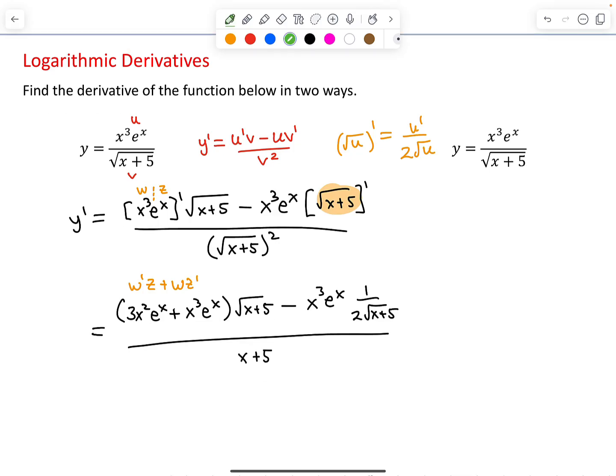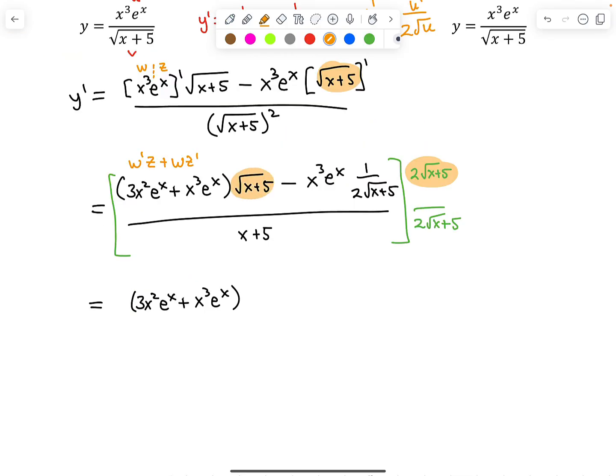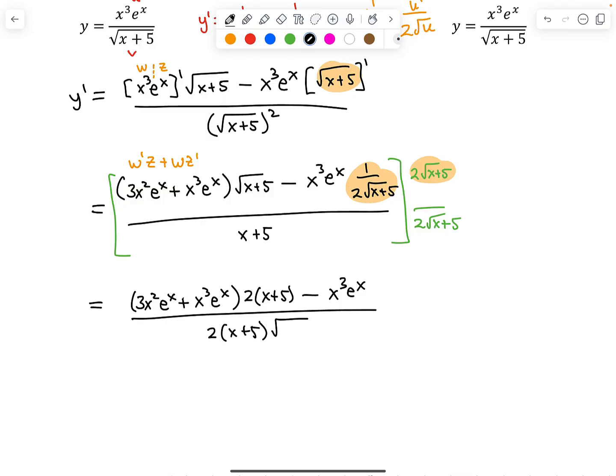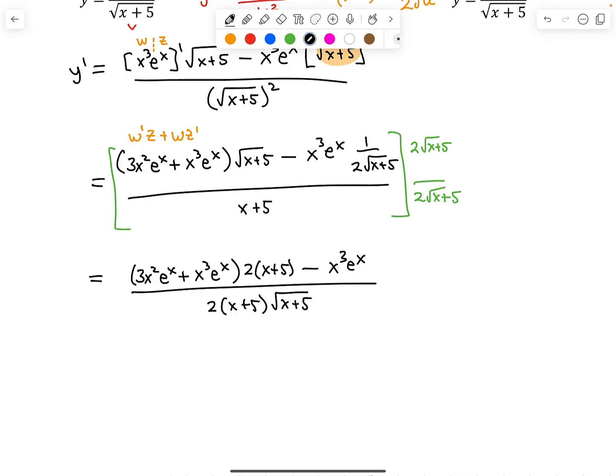All right, the very next thing I would do, because there is a fraction created right here, making this overall expression a complex fraction, is I would multiply top and bottom by 2 radical x plus 5. This term times this term gives me simply 2 times x plus 5. And we have minus this term times this fraction, just cancels. So we have minus x cubed e to the x only. And then all over, down below we have a 2, an x plus 5, and a radical x plus 5. Now there's more we could do to simplify this.